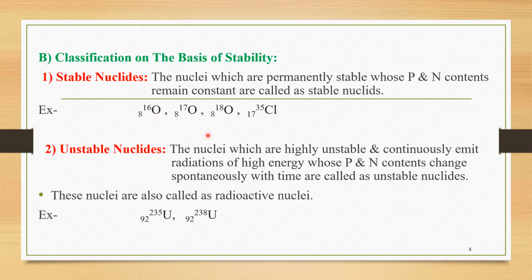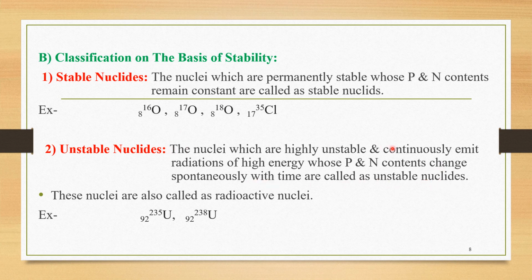The simple examples are nuclei of oxygen having atomic mass number 18. So all these are called stable nuclei whose proton neutron contents remain constant. The second important type is unstable nuclides. The nuclei which are highly unstable and continuously emit radiations of high energy, whose proton neutron contents change spontaneously with time, are called unstable nuclides.